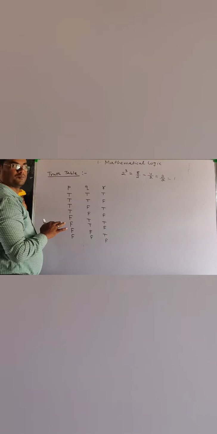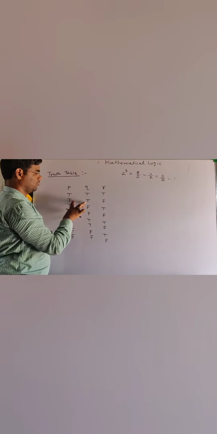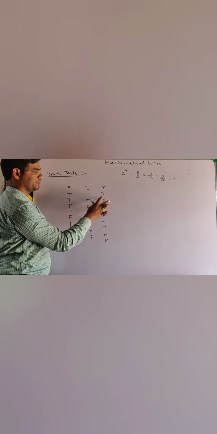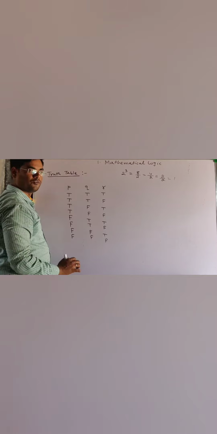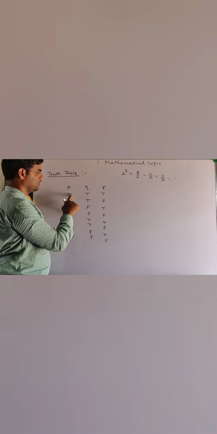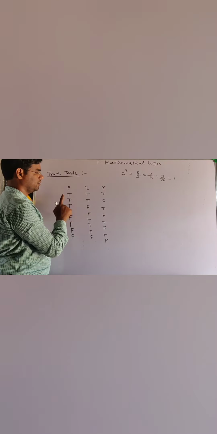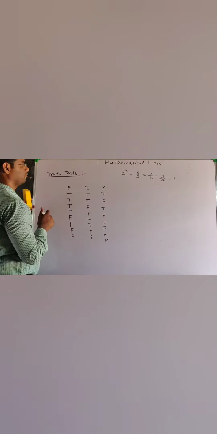So what are the total possibilities of 3 statements? Either all 3 statements are true, or first 2 statements are true and the third statement is false, or similarly all 3 statements are false. Like in probability, all heads, HHH, TTH, HTH, likewise you have to remember the formula.